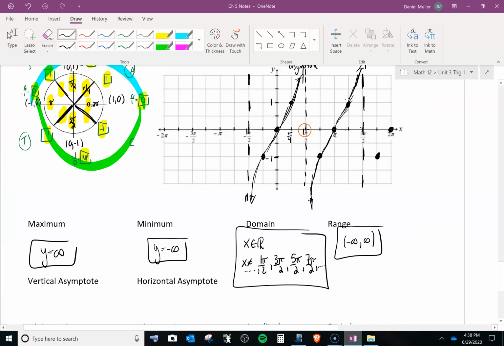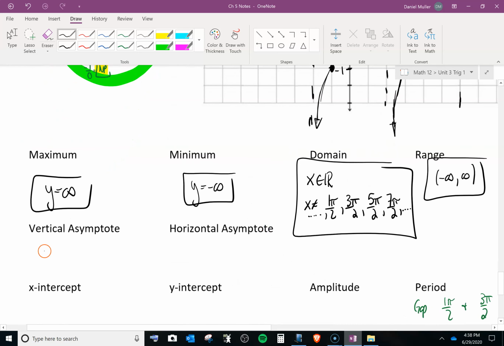So the vertical asymptotes. The vertical asymptote, I already wrote it there, was at 1 pi over 2 and 3 pi over 2 and then 5 pi over 2. So the vertical asymptotes are there when x, so I always say cannot equal because it can't equal at that point. 1 pi over 2, 3 pi over 2, 5 pi over 2, and so on.